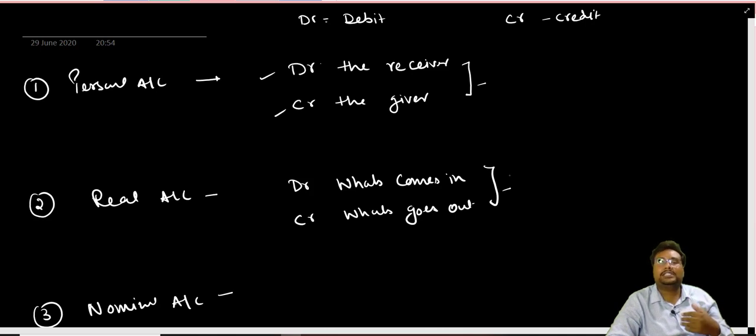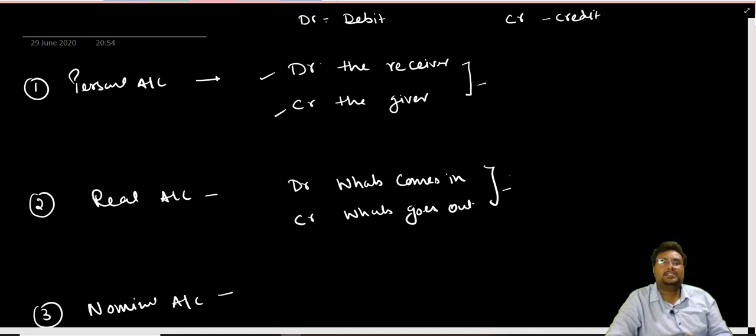Debit what comes in, meaning whatever is coming into the business will be debit, and whatever is going out from the business will be credit. For example, suppose furniture purchase. So what thing is coming in the business? Furniture. So furniture will be debit. But when we purchase furniture, we are paying cash. So what thing is going out? Cash. So cash will be credit.